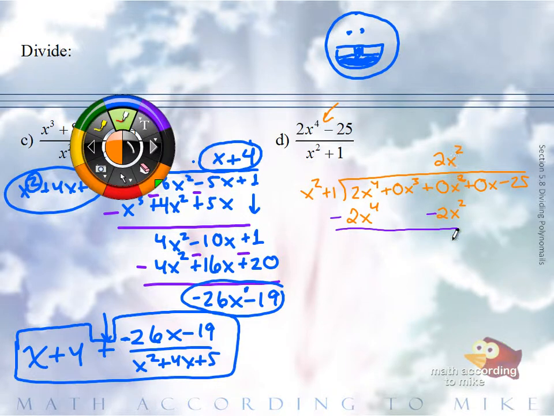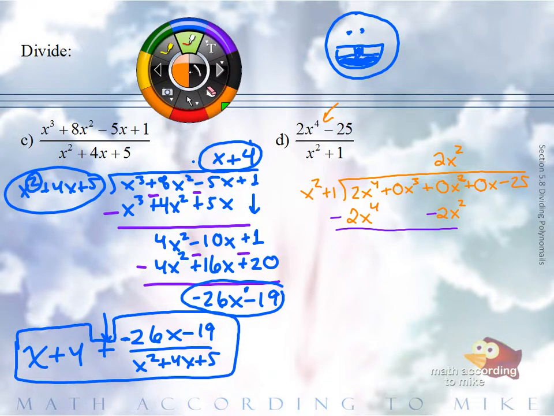Because this is the x squared column. Just like over here, this was the x, the first column, this was the constant column. 2x to the fourth minus 2x to the fourth, 0. 0x cubed minus nothing, 0. Do I need to put anything in the x cubed column? No. 0x squared minus 2x squared. Bring it down.